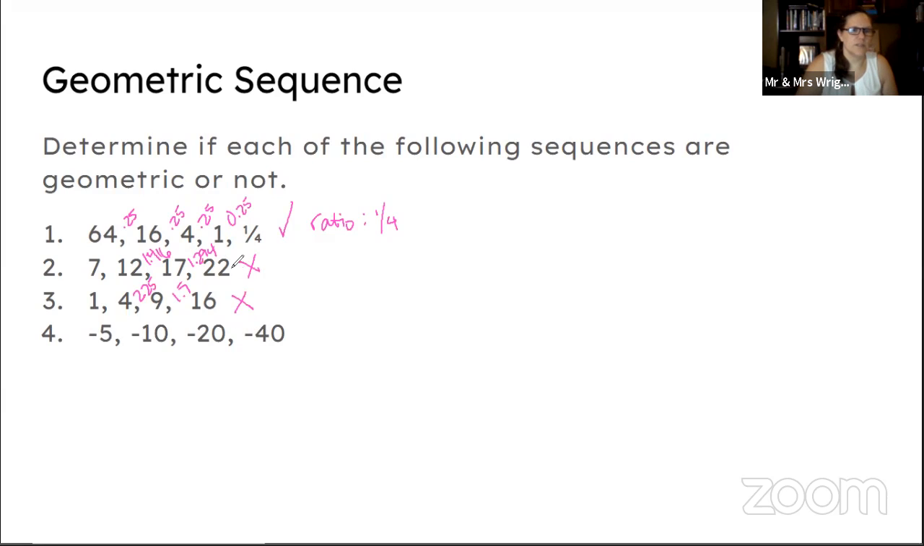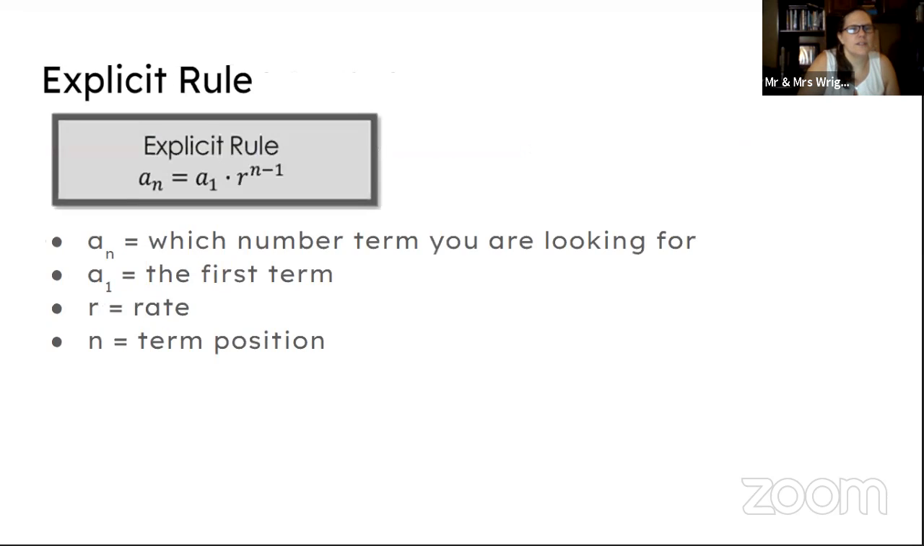All right, so let's try this one. Negative 40 divided by negative 20 is 2. Negative 20 divided by negative 10 is 2, and negative 10 divided by negative 5 is 2. So this is a geometric sequence, and the ratio in this case is 2. I know you got all those right. You're smart. All right, so explicit rule.